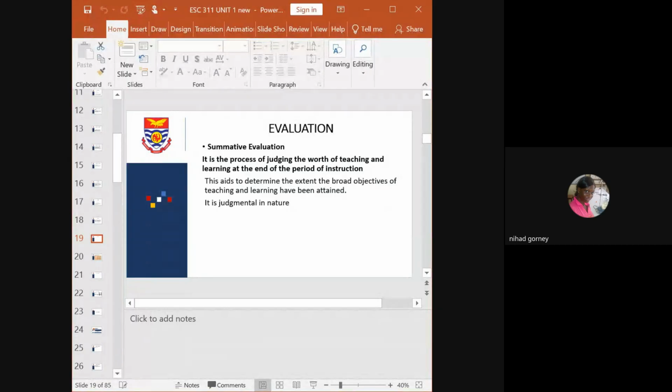Are we going to use this to promote such a student, to give the student a certificate? Does it warrant such judgments because of this evaluation? And so at that point, it is just judgmental in nature. We are judging yours to make specific decisions. And that is summative evaluation, normally at the end of the period of instruction.